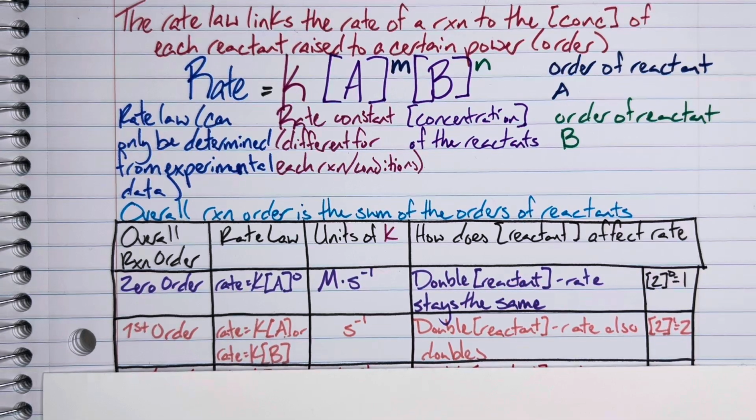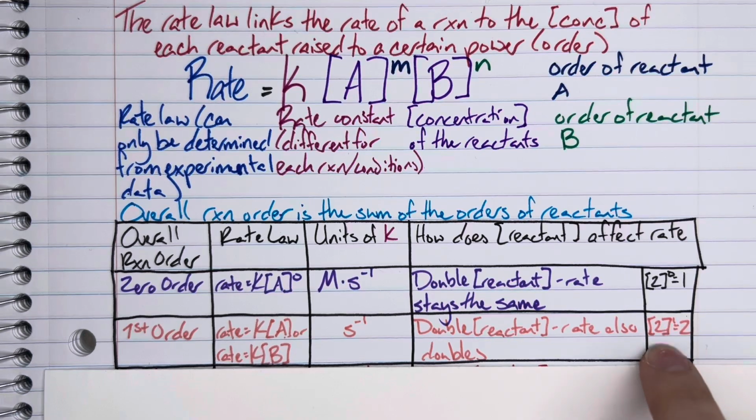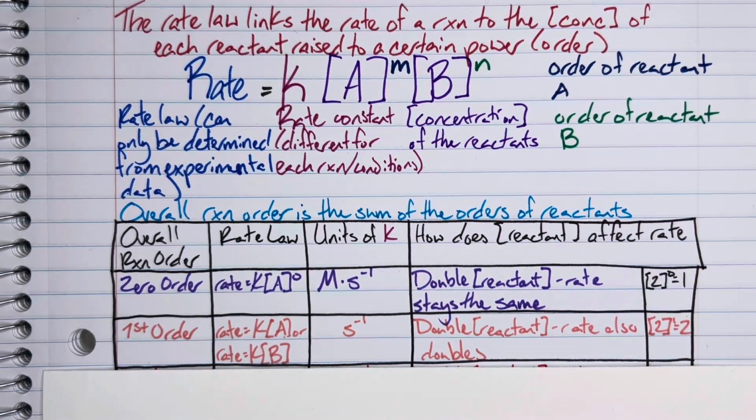So my concentration has no effect on the speed at which the reaction occurs. First order reactions are going to have the rate law of either K multiplied by the concentration of A or K multiplied by the concentration of B, and they have the units of per second for our K. And if we double the concentration of a reactant, the rate also doubles.